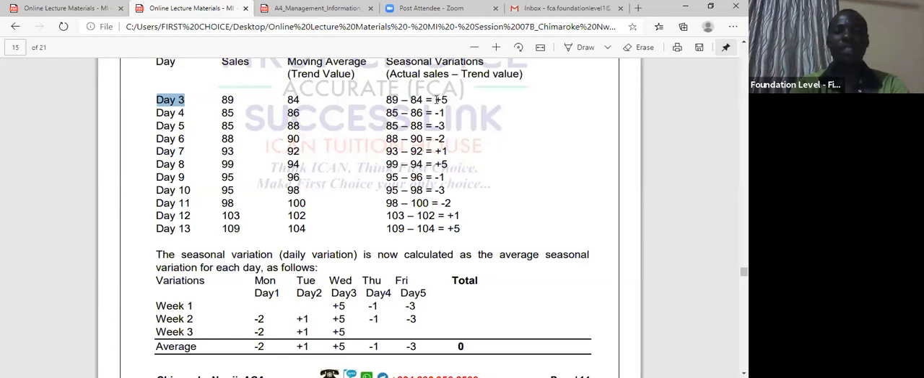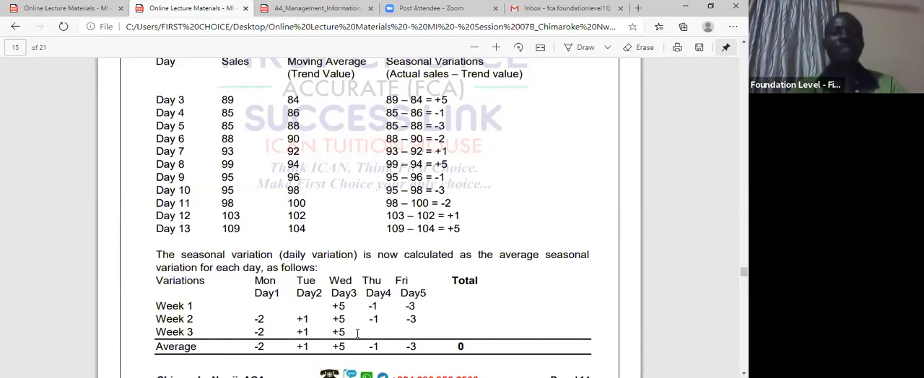So day 3 falls on Wednesday. So this plus 5 here is the same plus 5 here. Day 4 is minus 1. You take it to the next day, Thursday. Friday is minus 3. You bring it down here. Then Monday is day 6. You bring the figure. Tuesday is day 7. You bring it. Do that for the second week. Then the third week, we have day 11, day 12, and day 13.